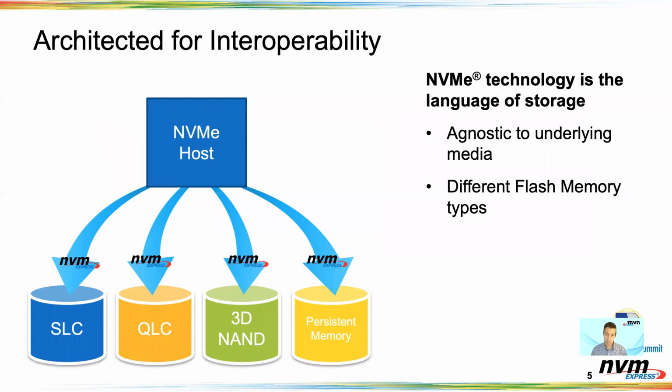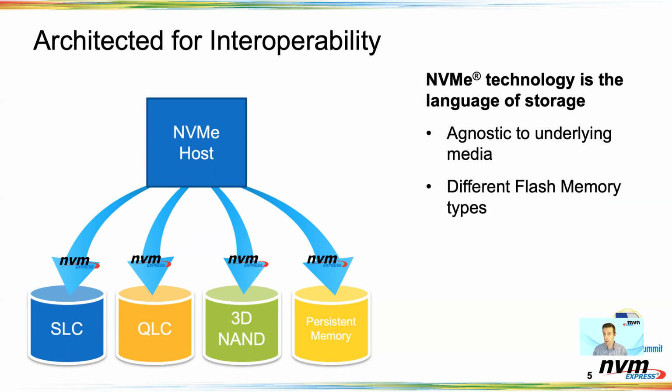One thing that you may have heard before regarding NVMe, especially with this move to flash storage, is that NVMe is the language of storage. It can support a wide variety of underlying media types. And here we've just got a nice illustration of some of the more common media types that we see. Certainly there are vendors out there deploying NVMe drives with unique or boutique types of flash. And they can do that because NVMe is agnostic to the underlying media.